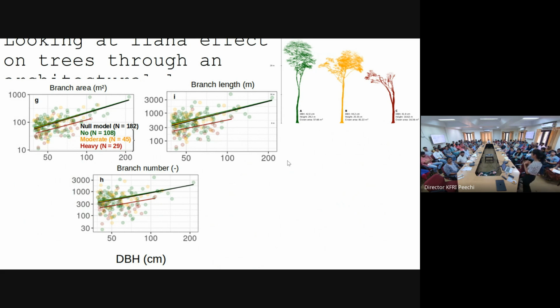numbers were significantly lower. This could be because the trees are not photosynthesizing, so they stopped dropping branches as a way to shed lianas. This is a possibility. That's why you see fewer branches in liana-infested trees. We don't know exactly why this is happening, but we do see a massive difference in how trees look when they have lianas and when they don't, which is going to affect the functioning of the trees.